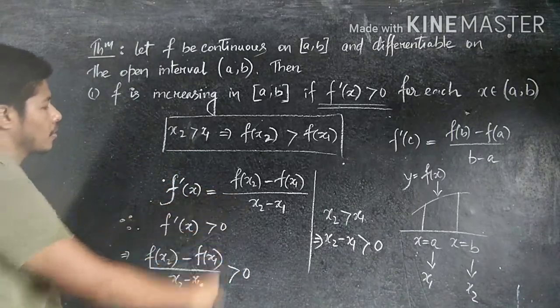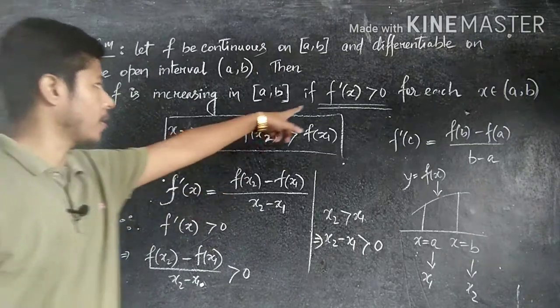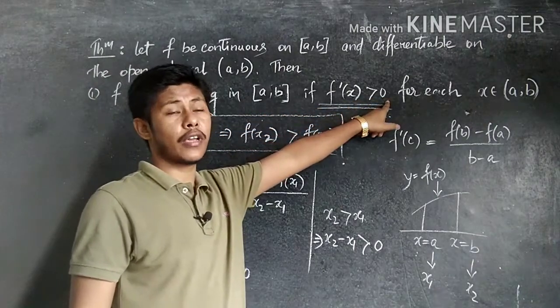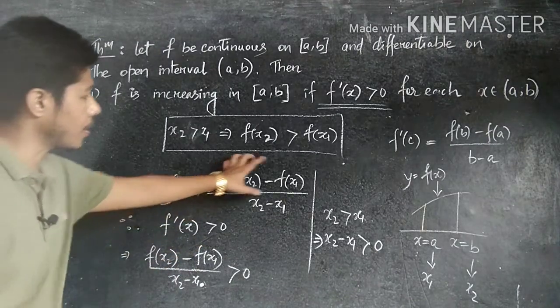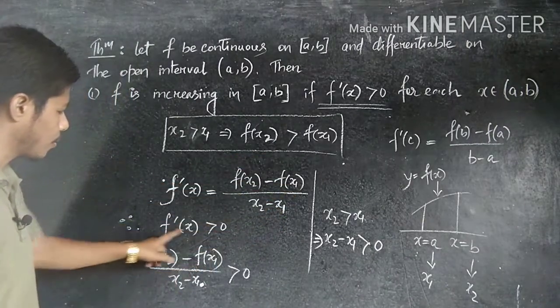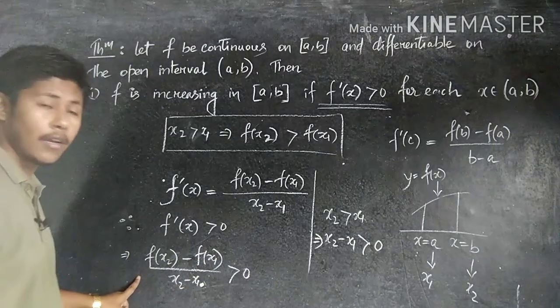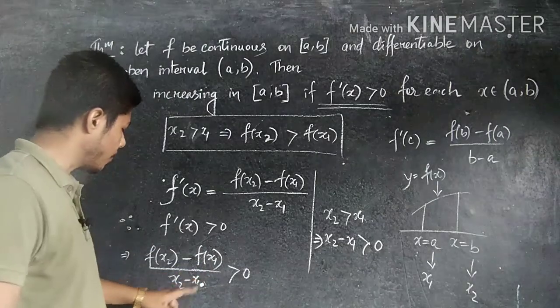f dash of x, this one is the formula of the mean value theorem, and according to our condition f dash of x greater than 0 is given. So if we put greater than 0, then in place of f dash of x we have to put this whole value. Is it clear? If we put this value, now here we get this result.